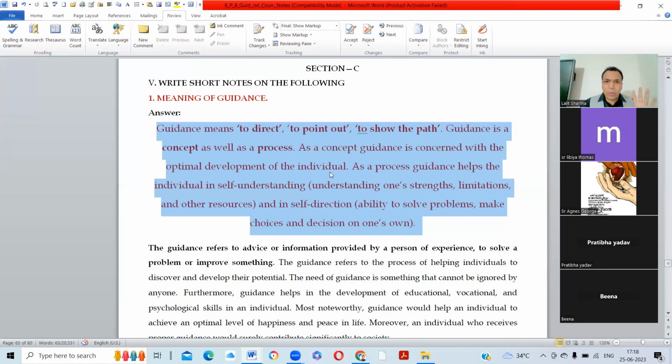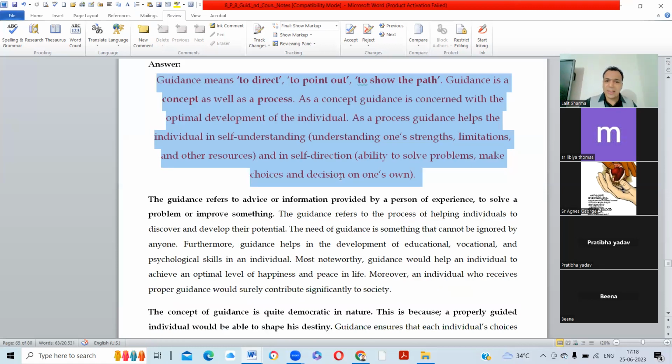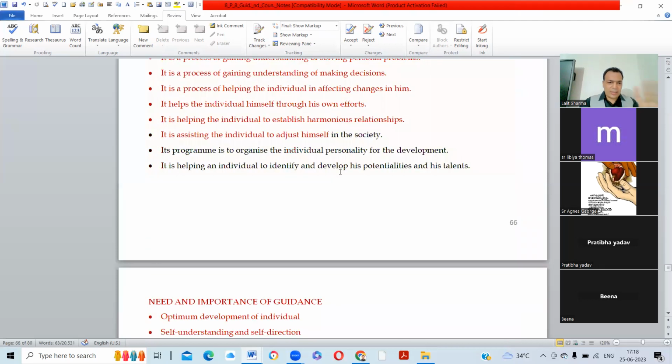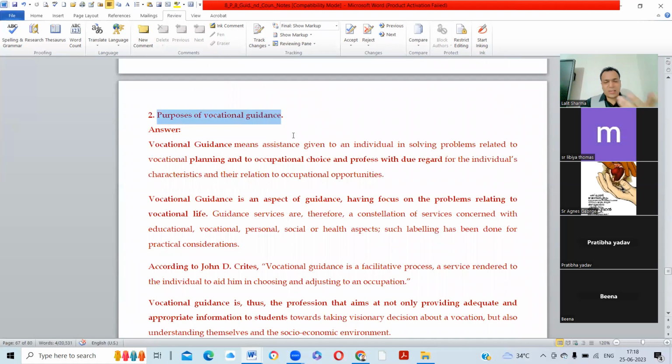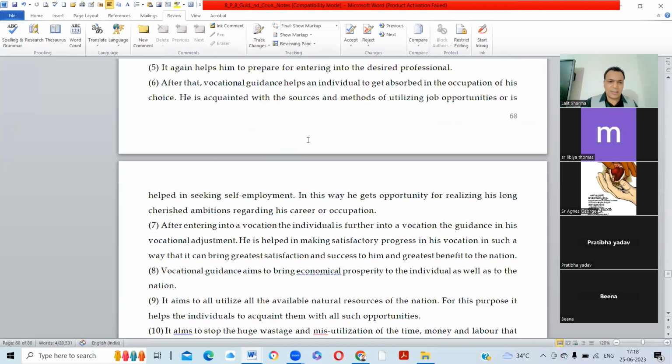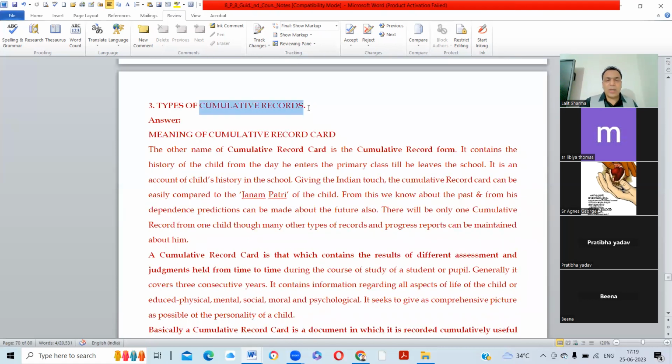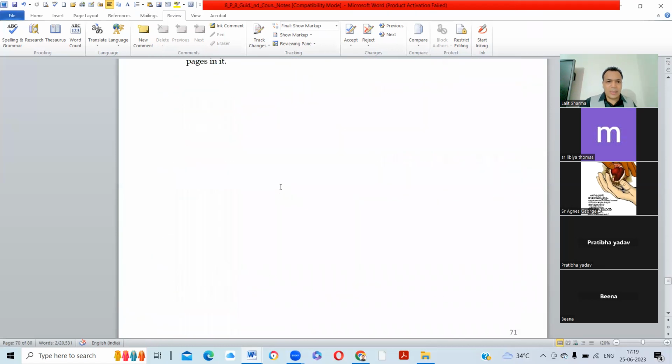In the starting lecture I told you, na, guidance is not complete unless you provide the information to the student. Then you have to check whether the student is implementing that information and has successfully implemented it. This is called guidance, right? Okay, this is the nature, you can write that in short. Next is vocational guidance, which we are done with under this. Third question is cumulative record, which we have already discussed, right.